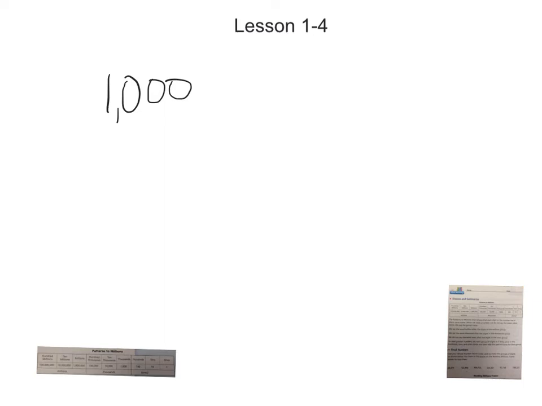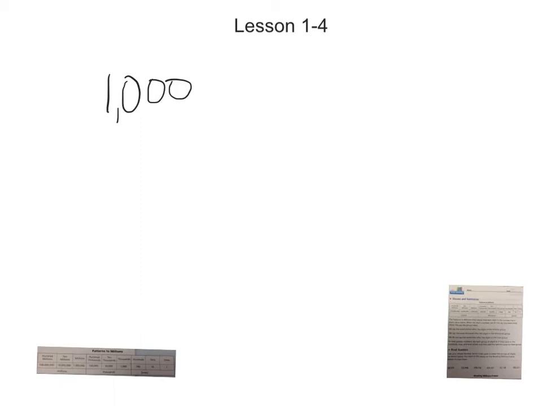Alright, boys and girls, today's lesson is lesson 1-4. And today we're going to learn about numbers to 1 million. I know we've talked about the tens, hundreds, and thousands, and today we're going to start tackling the 1 million place. Alright, so what I've done here first is I've written the number 1,000.